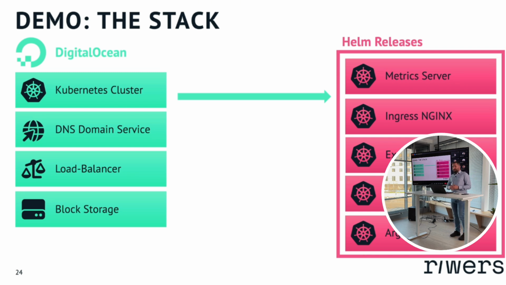Another application we'll be deploying as a base for our cluster is external DNS. What this does is that when we create an ingress, it will automatically find out which service is behind it, and it will automatically create DNS records for our service. So we don't have to do that manually.